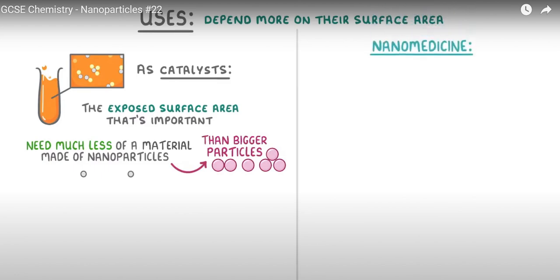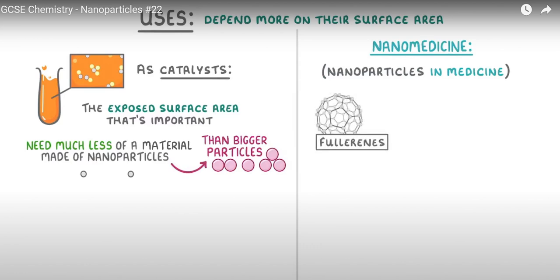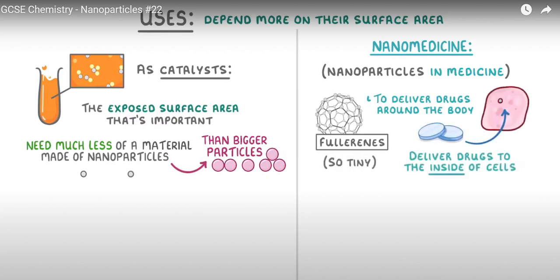Another use is in nanomedicine, which is the use of nanoparticles in medicine. For example, scientists are currently researching how we could use fullerenes, like these spheres made of carbon atoms, to deliver drugs around the body. The hope is that they're so tiny that they could easily deliver drugs directly to the inside of our cells.